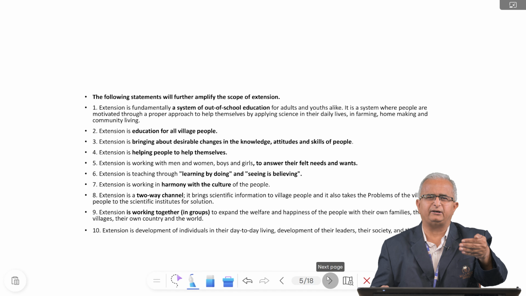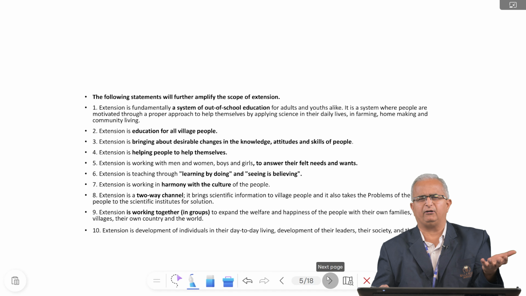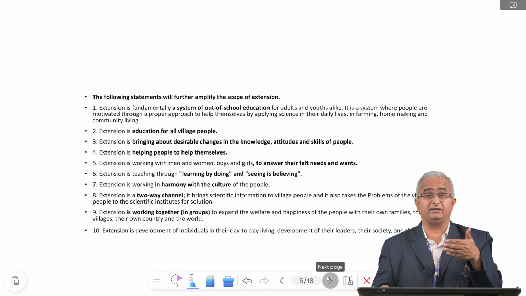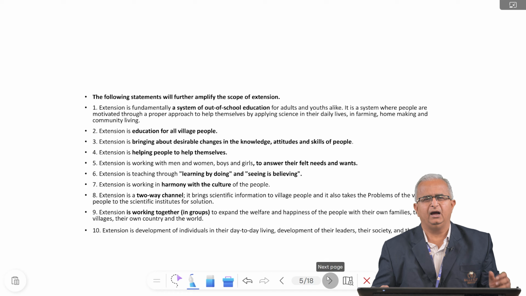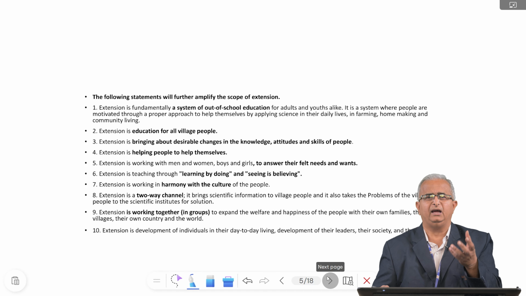When they look at the result of the things, they believe in that and they accept the technology, whatever be the new technology, the innovative ideas, any new idea. They accept it if they look at the result of that particular thing. That's why demonstrations play a very important role, and the experts in the demonstration are nothing but the extension workers or the change agents.